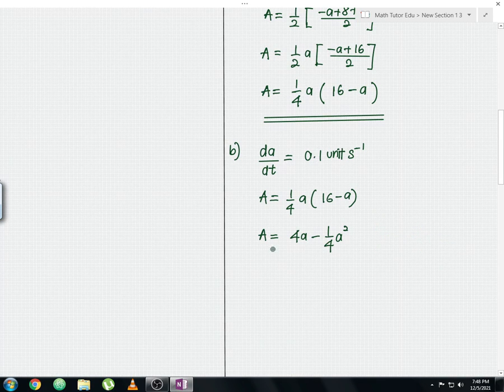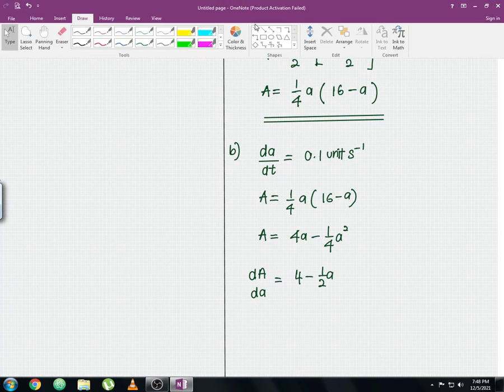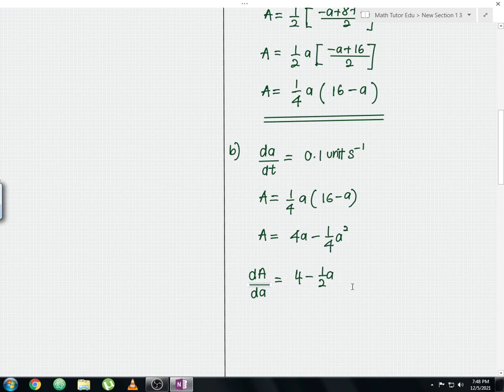Okay, so let us perform the differentiation. You differentiate the area with respect to a. So from here you get 4 minus 1/2 a. The 4a you differentiate, you get 4, and then for 1/4 a squared, the 2 you multiply with negative 1/4. So that's how you get negative 1/2 a. So from here we have already got the second piece of information.